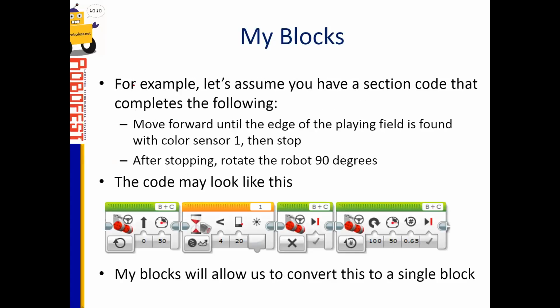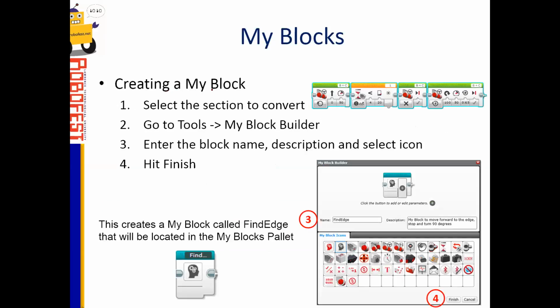So we've got all these blocks here today. We've got this section of code, right? It's the move forward until the edge of the playing field is found with color sensor 1, and then stop, and then after stop, rotate 90 degrees. Well, this is a piece of code we might want to just reuse over and over and over. So if we use My Blocks, we can convert this into a single block. So creating a My Block: you're going to highlight all that code, go up to the Tools menu, select the My Block Builder, enter the block name and description, select an icon for it, and hit Finish.